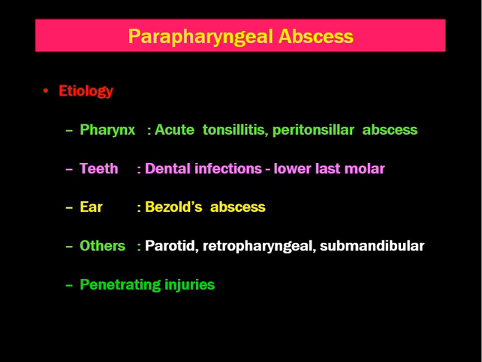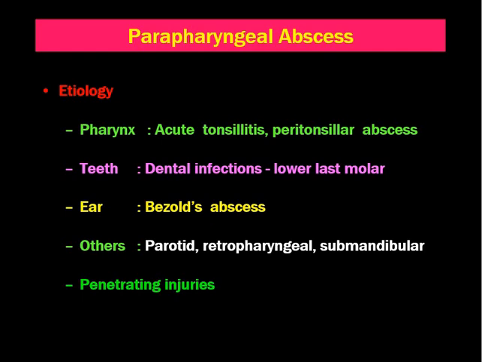Today I shall be discussing parapharyngeal space abscess. This is defined as a collection of pus in the parapharyngeal space, which is also called the lateral pharyngeal space because it lies lateral to the pharynx. Therefore, the parapharyngeal space lies on both sides of the pharynx. The etiology of parapharyngeal space abscess is as follows.